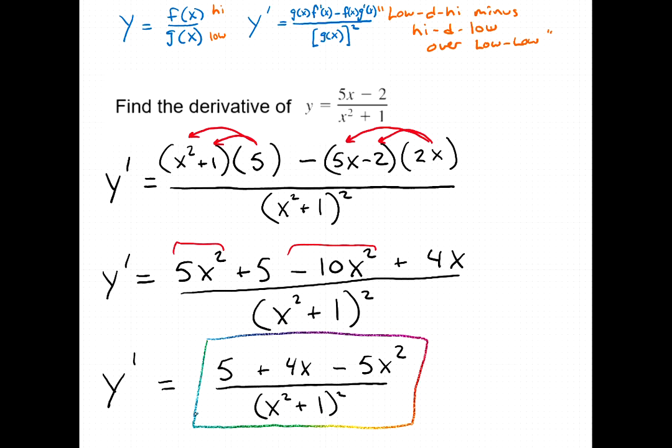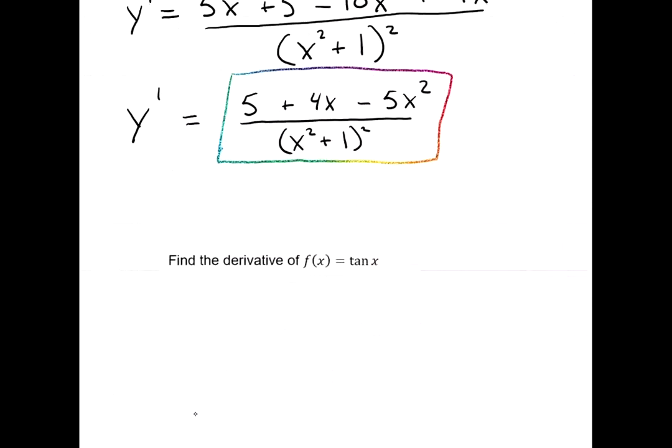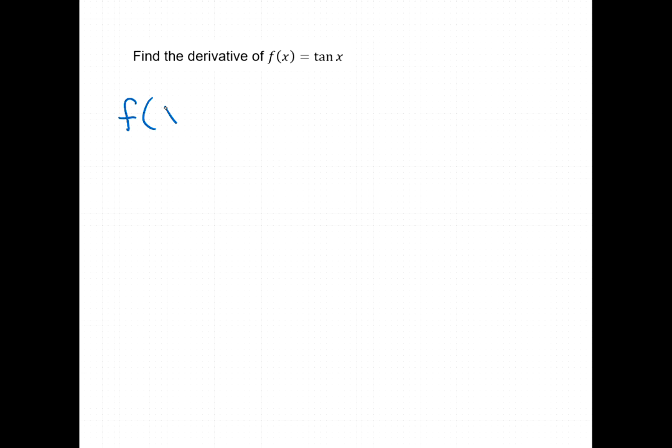Okay, let's do one more. Let's go with the derivative of the tangent of x. The first thing I'm going to do is rewrite the tangent function as sine over cosine. All right, so now we have a quotient, sine x over cosine x, so we can apply the quotient rule.